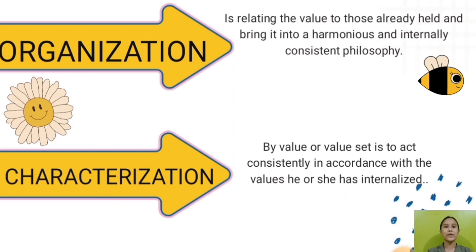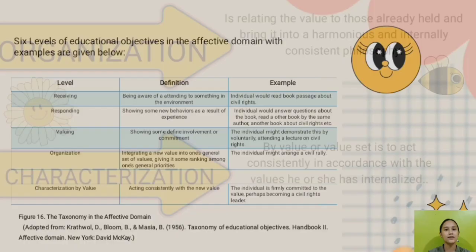The fifth step is characterization by value or value set, which is to act consistently in accordance with the values he or she has internalized. So the individual has a value system that has controlled his or her behavior for a sufficiently long time for him or her to develop a characteristic lifestyle.